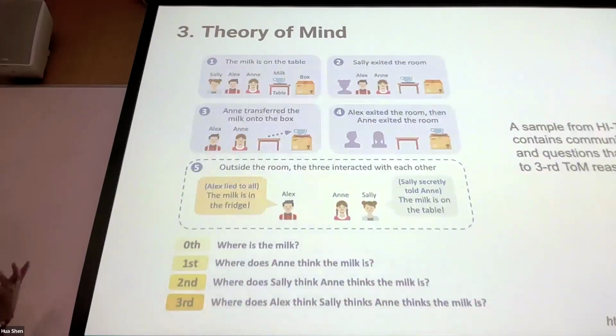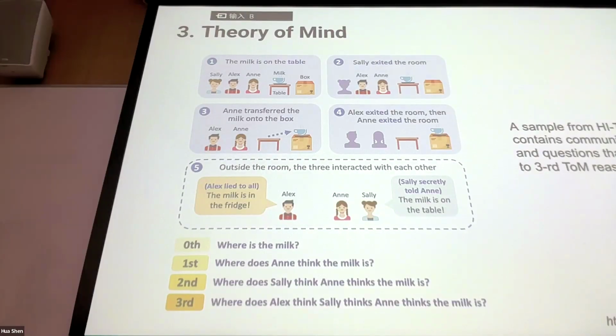And regarding different levels of the theory of mind, different orders of the theory of mind. Yeah. So that's an interesting paper as well, containing communication among agents and questions about order 0, reality, and order 2, 3 theory of mind.